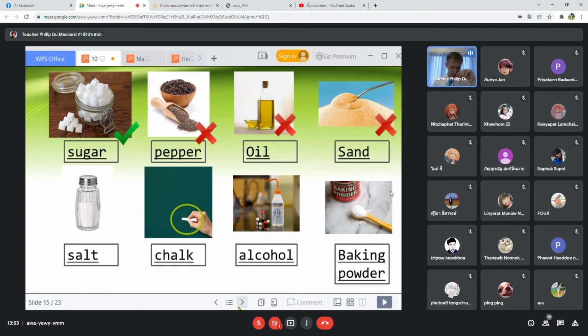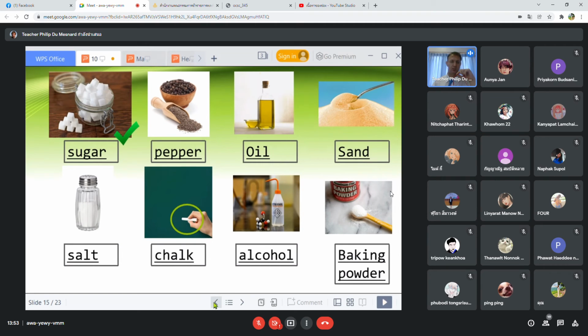Okay, let's ask another student. Number 3, can salt dissolve in water? Yes or no? Okay, maybe he's too shy. You can say, it's okay. Yes. Yeah, you're right, yes. What about chalk? Anybody can answer. What about chalk? No. Yeah, it does not. What about alcohol? No.